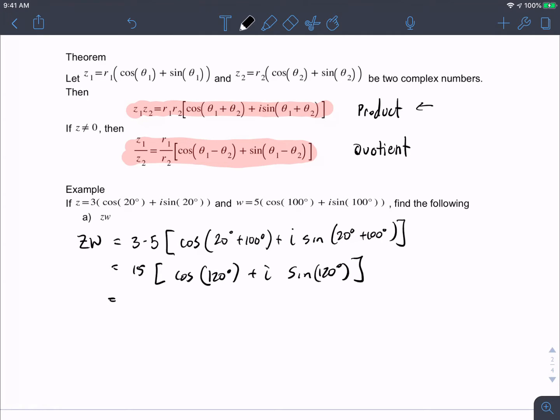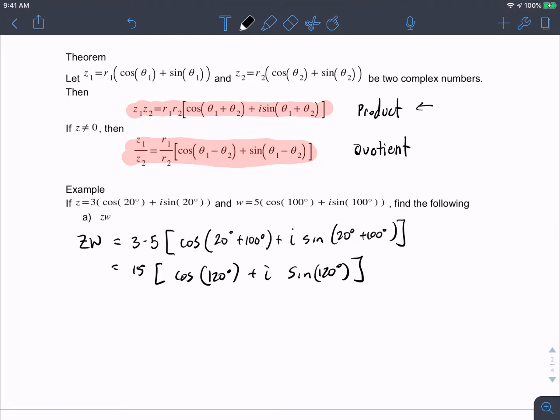And so that's going to give us our answer right there, cleaned up for us in a way that is usable. If we wanted to go to the complex form, we could go to the complex form by finding out what cosine of 120 and sine of 120 were, but we don't need to do that.